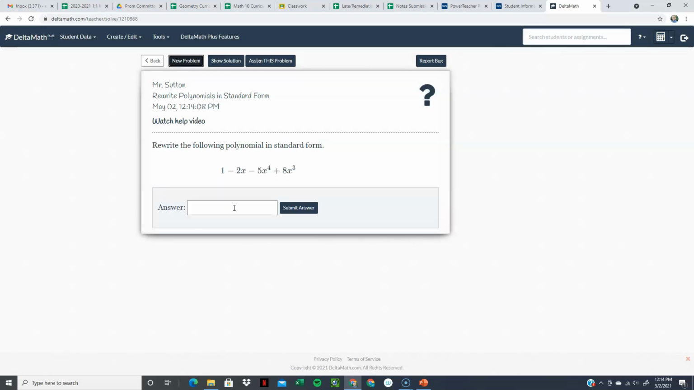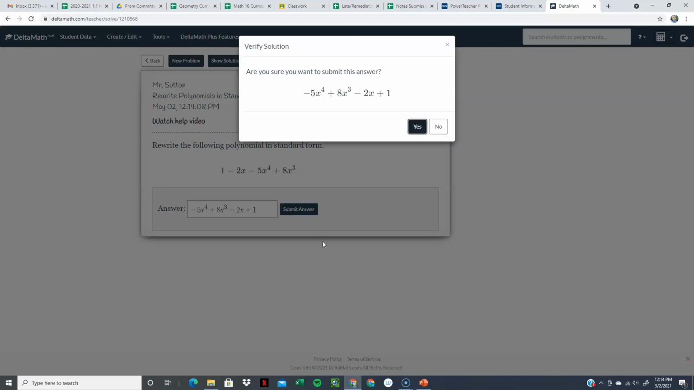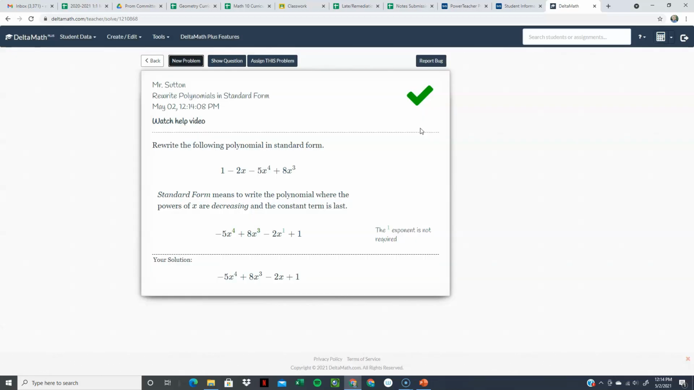Let's look at one more. Like this one, x to the 4th is our highest degree. So this is negative 5x to the 4th. We have to keep that negative with the 5x to the 4th. And then we have 8x to the 3rd, which is positive, so we have to keep that plus sign with it. 8x to the 3rd. And then negative 2x. Keep that negative sign with it. And then this 1 is positive. So plus 1.